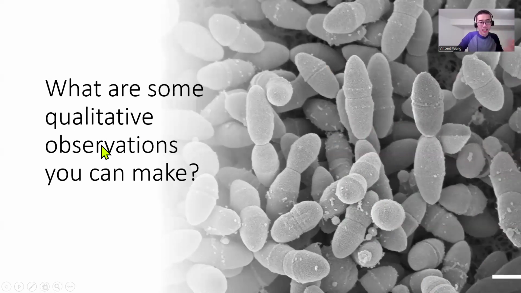What are some qualitative observations? Again, just throw them in the chat. Obviously, you cannot touch them, so don't tell me they are soft or hard. You wouldn't know, I wouldn't know. But just by looking at them, what are some qualitative observations you can make? Whatever these are, doesn't really matter.